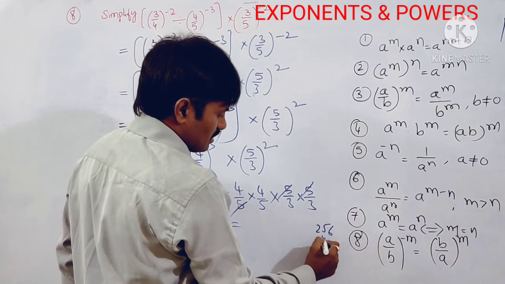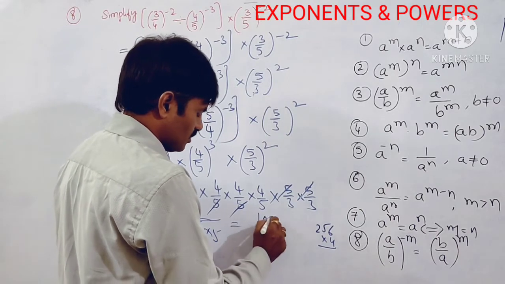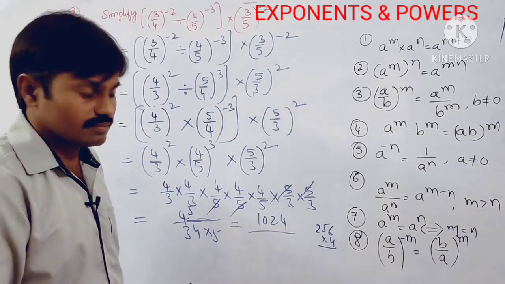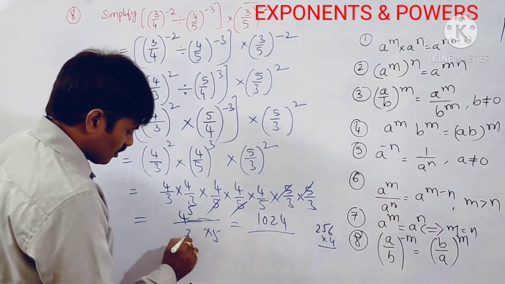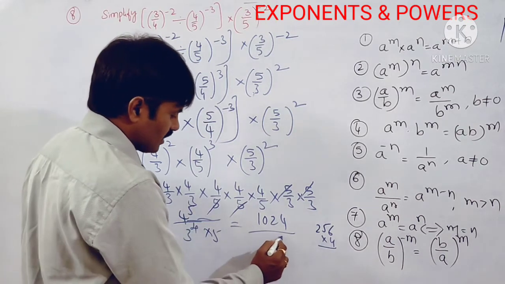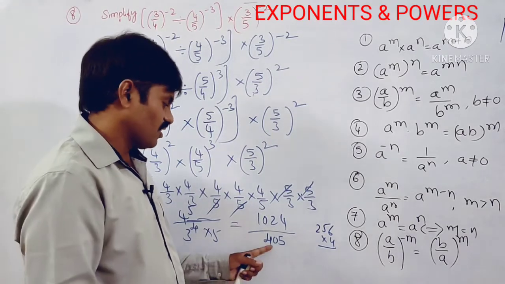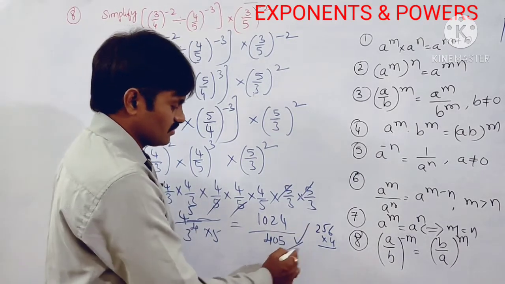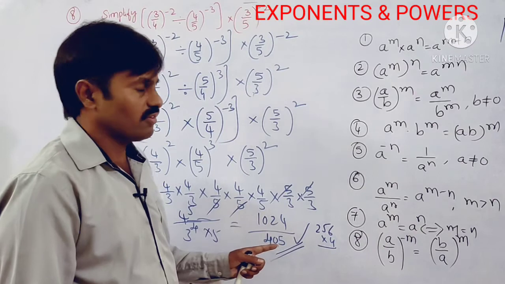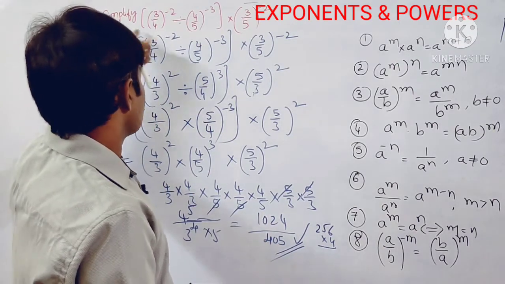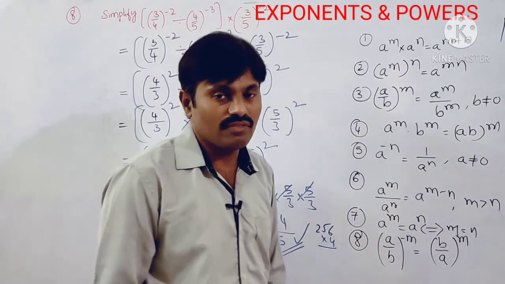Of course we get 1024. So 1024 by 3 to the power of 4 into 5. The value of 3 to the power of 4 is 81, and 81 into 5 gives 405. So this is the final answer. What is my conclusion? 1024 by 405 is the answer. If we simplify this expression, we get the final answer 1024 by 405.